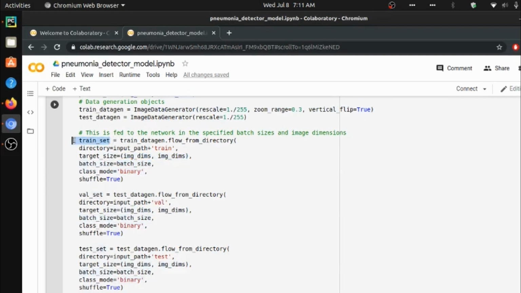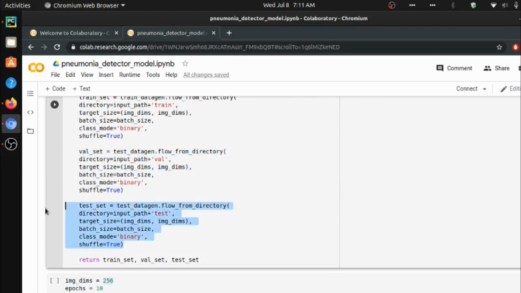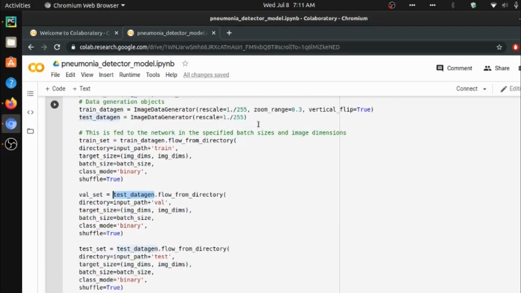And at the end we get train_set, which contains multiple batches of images that would be generated from this particular directory and would be going through that particular augmentation technique, that is train_data_gen. Similarly we have done it for the validation set, and similarly for the test set. Also keep in mind, in this validation set as well as the test set, we have used the test_data_gen because we just want the model to be validated on a normalized data set, and not vertically flipped and other augmentation techniques, right?